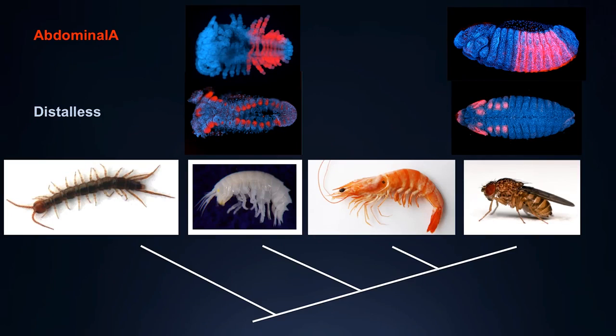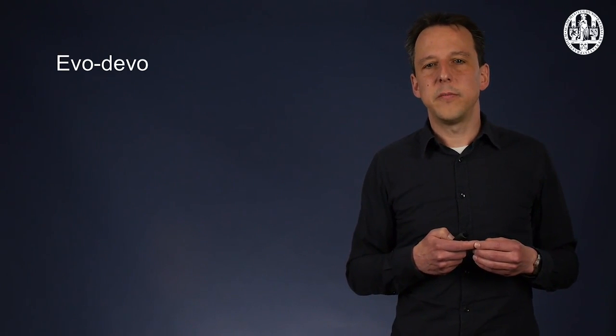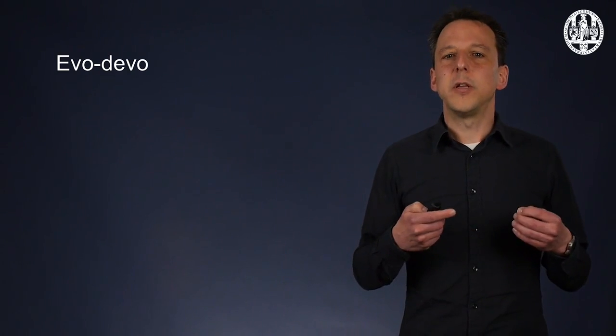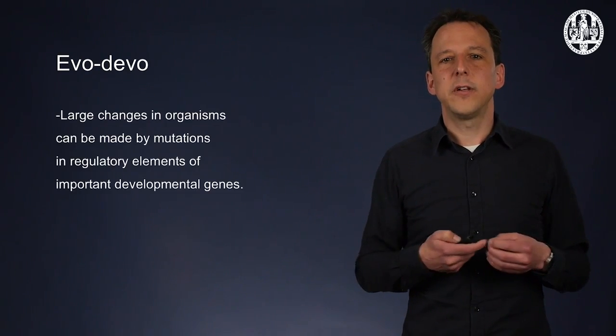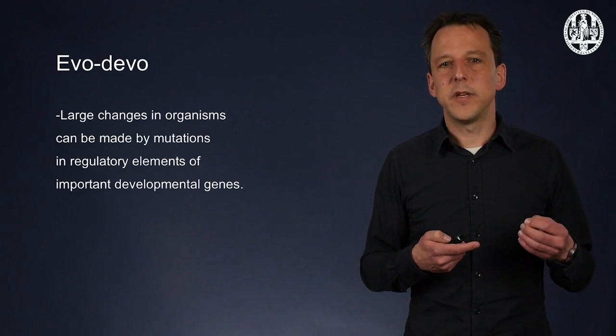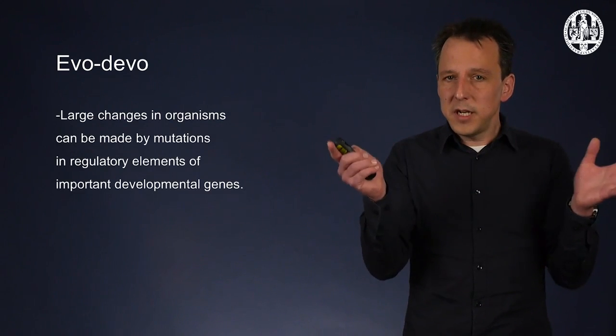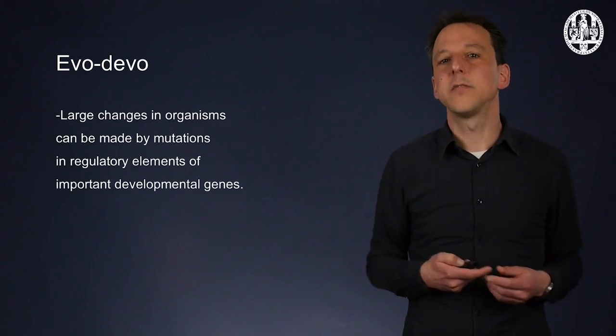So all these organisms have distalis, and all the organisms have abdominal A, right? There's no difference in that. The only differences are changes in the switches, in the regulatory elements of those genes. And that's actually an important discovery of Evo-Devo, of evolutionary developmental biology. Not only proteins change by mutation, but changes in the regulatory elements of important developmental genes can make completely new animal forms that are presented to natural selection.